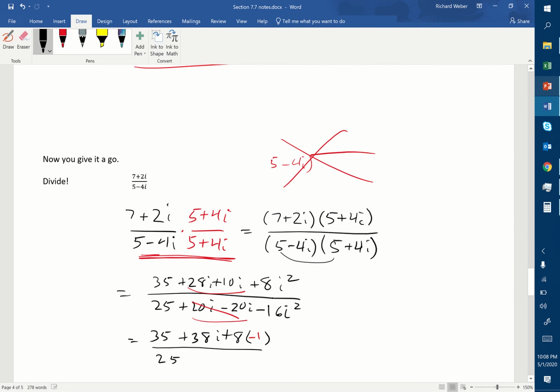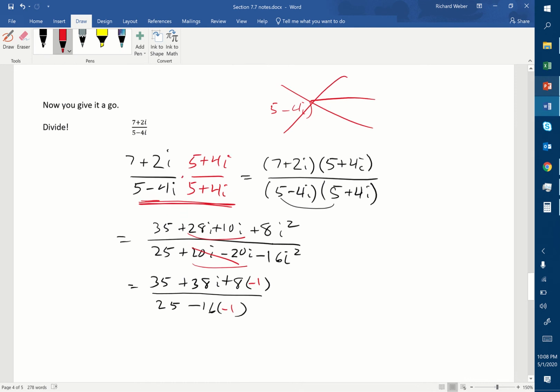Here we have 25 minus 16 times who? You guessed it, -1. Are you going to do really well on these problems? I hope you are. So let's see. We have 35 plus 38i minus 8. And downstairs we have 25 plus 16. Okay. Isn't that weird? Turns into -1.